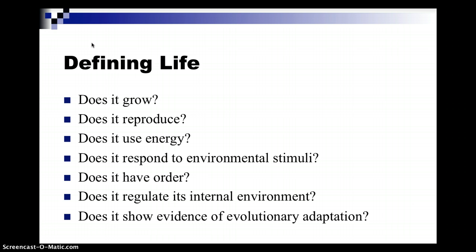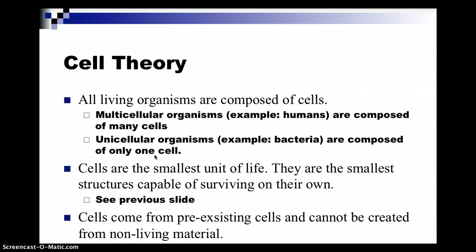Whereas a dog grows, reproduces, uses energy, responds to environmental stimuli, it has order to its body and systems, it regulates its internal environment, and it shows evidence of evolutionary adaptation. Therefore, it would be considered living. This led to the development of cell theory. Cell theory has three main parts.